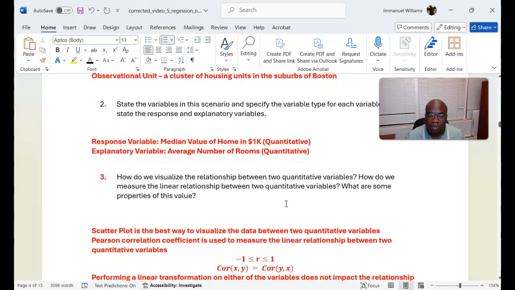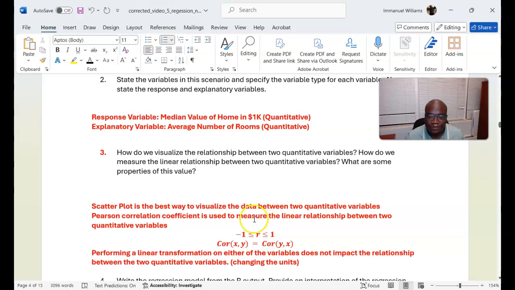So what are some properties of R? Here are some. R is in between -1 and 1. R cannot be a percentage. This little element right here is nice: performing a linear transformation on either of the variables does not impact the relationship between the two quantities.